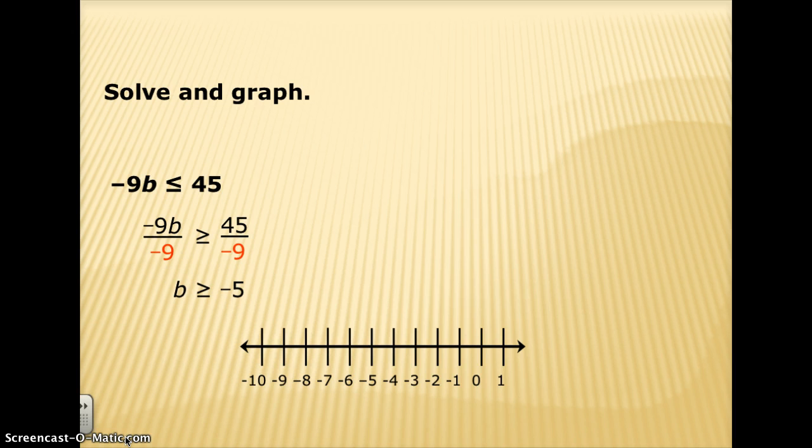So we continue on with our problem. b is greater than or equal to negative 5. Put our number line with negative 5 in the middle. This will be a closed circle, and the numbers that are greater than negative 5 are to the right.